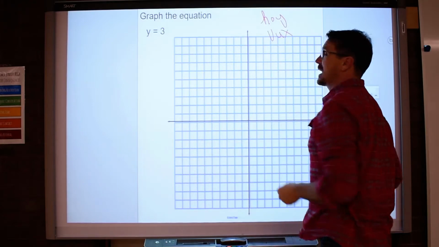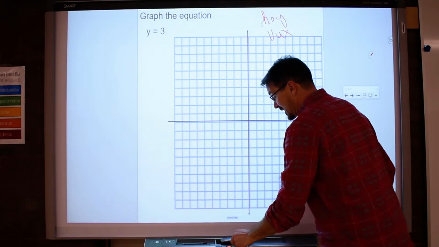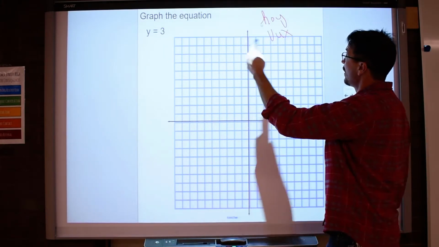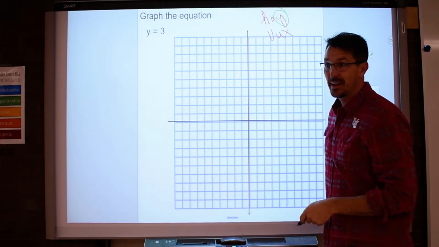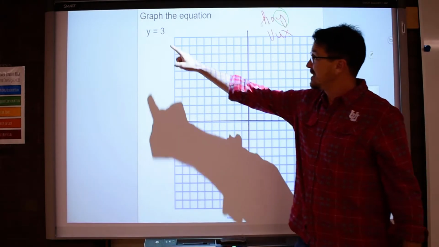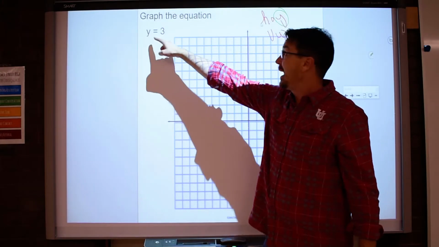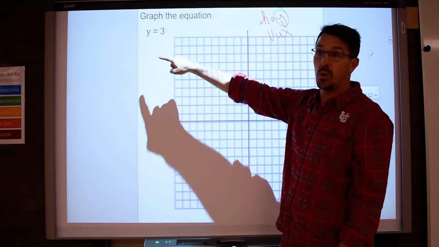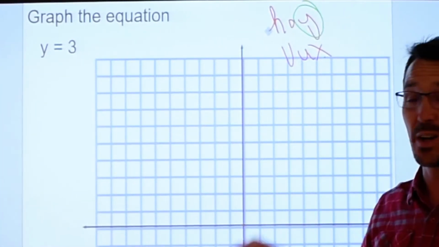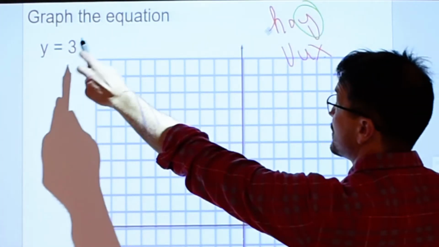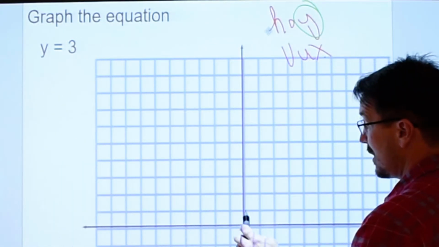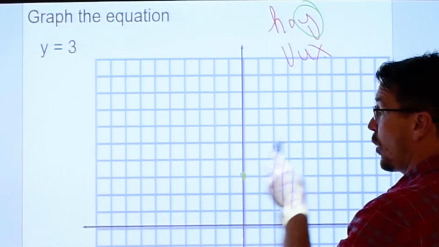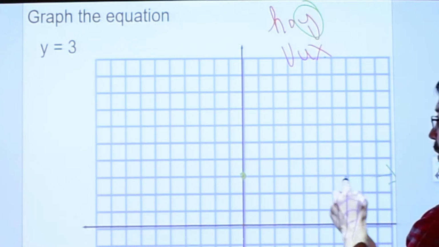The reason why writing them down is so important is I can spot the tip in the word. Hoy has a Y in it and bucks has an X in it. Does this have a Y or an X? Hey, it has a Y. That means that this is horizontal and my slope is going to be 0. So I'm going to be starting at the 3, at the Y, 1, 2, 3, and it's horizontal, which means my slope will be 0.